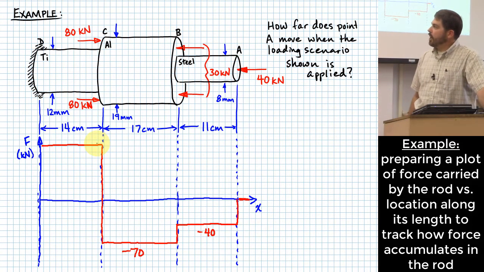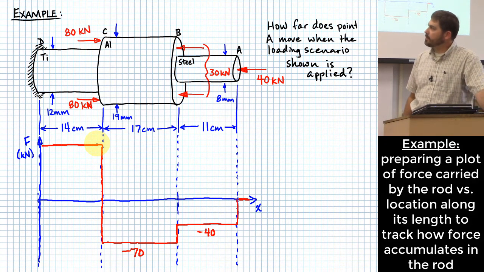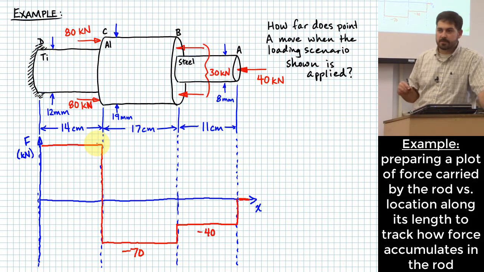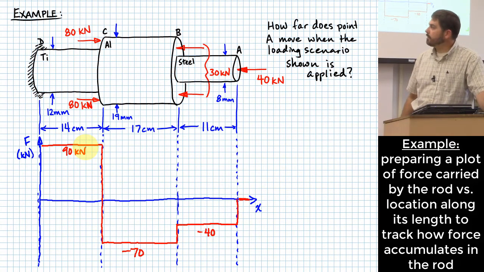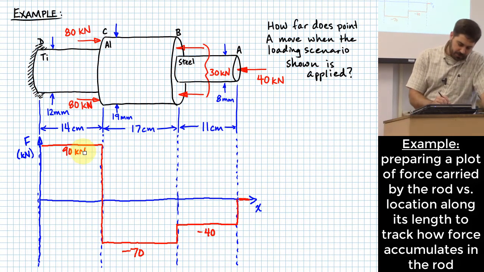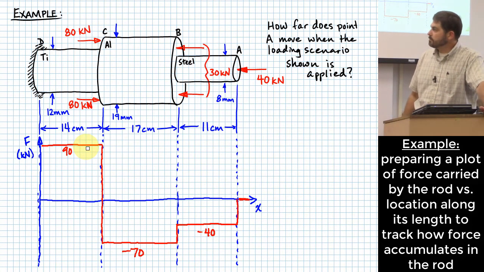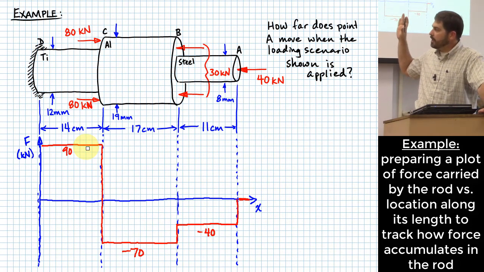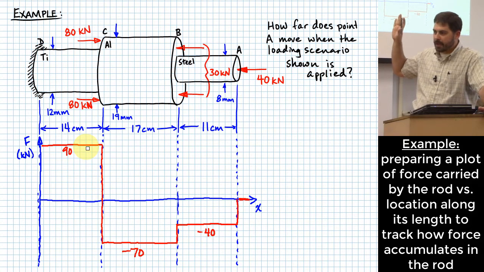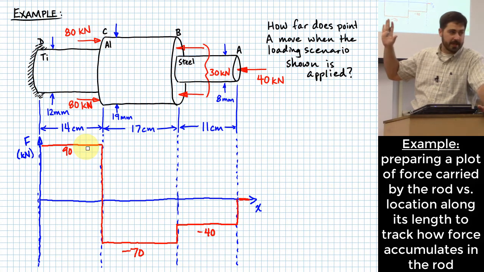Okay? So how much force is carried in segment CD? Okay? Yeah, we had to go from negative 70 up to 90 kilonewtons. I already have kilonewtons labeled on the left, so I don't need to put it again. And all you're doing here is acknowledging that as you move along the length of a rod like this, your forces accumulate, right?